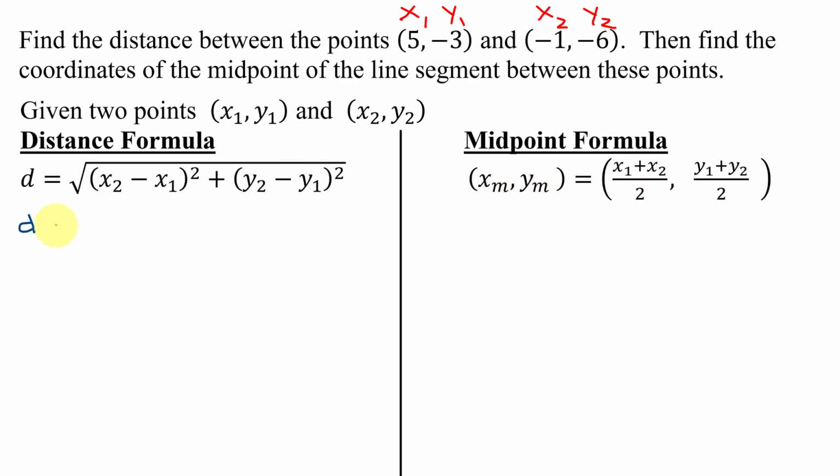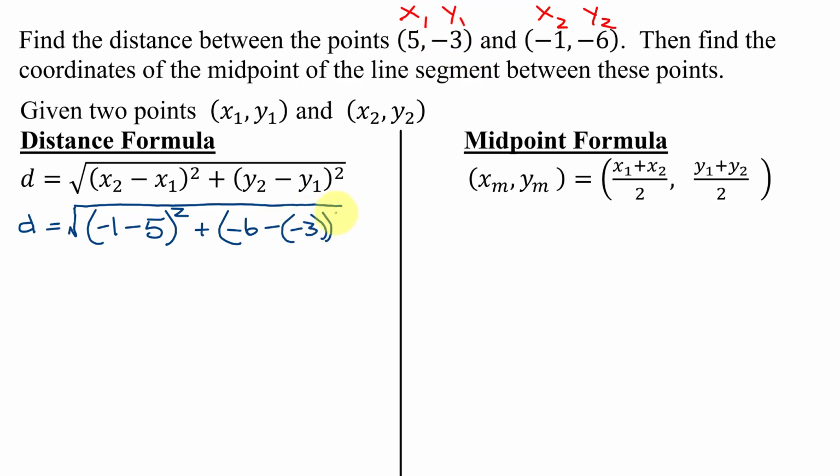So the distance d between these 2 points equals the square root of the quantity x sub 2, which is -1, minus x sub 1, which is 5. That quantity is all squared, plus the quantity y sub 2, which is -6, minus y sub 1, which is -3, that whole quantity is squared. Now all I have to do is simplify.